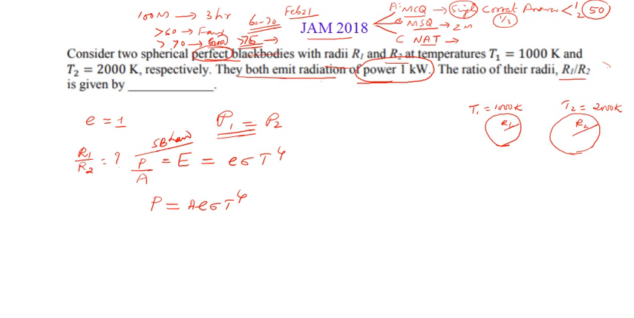Now we can equate P1 equal to P2. Since it is given P1 equal to P2, what you can do? I can say e equal to 1. That also I am using this data, and I am using this data.